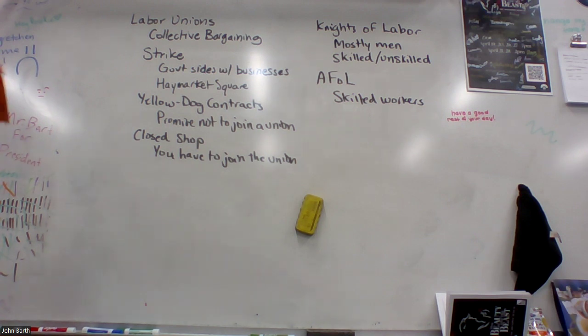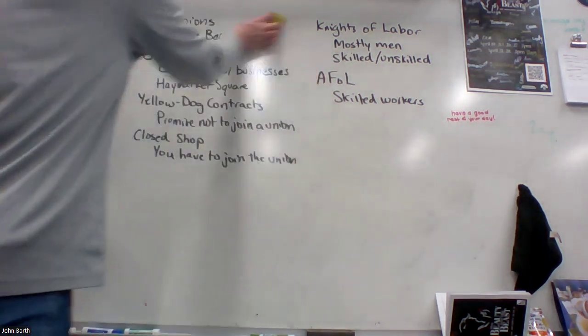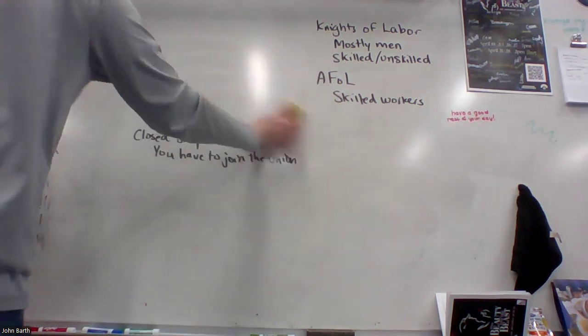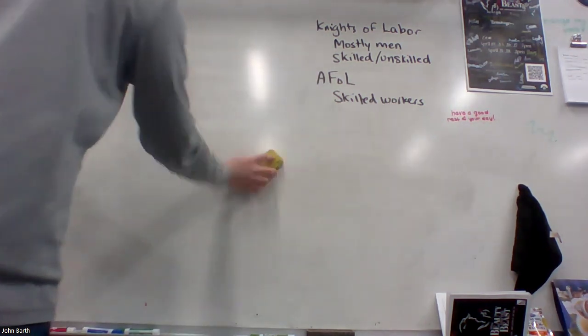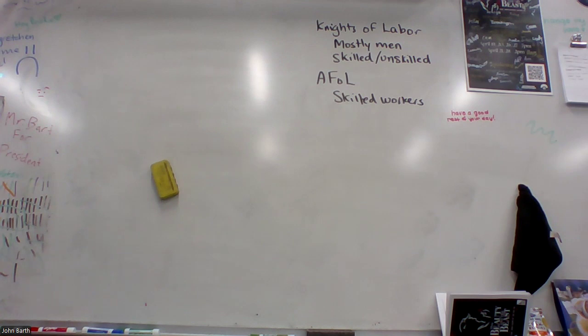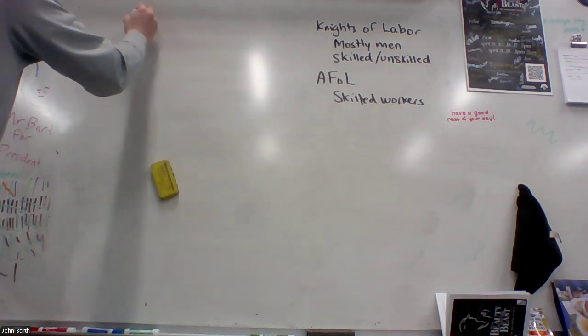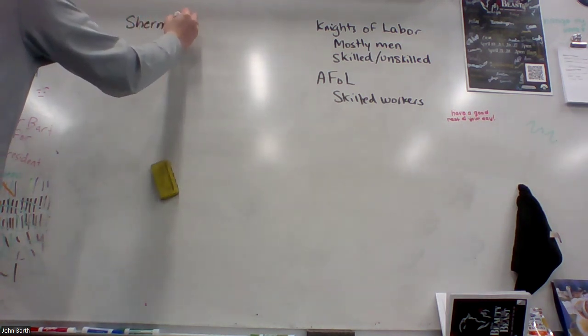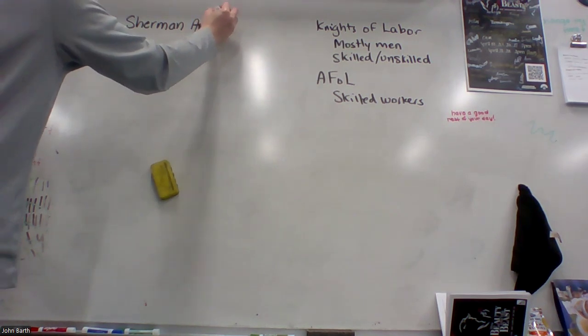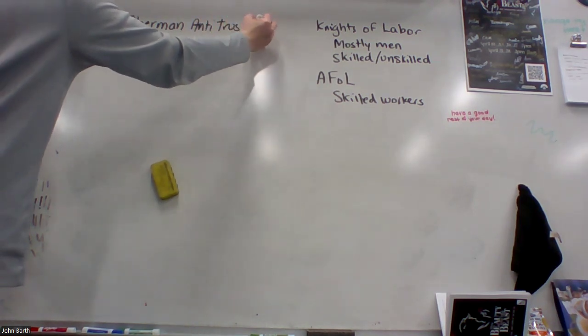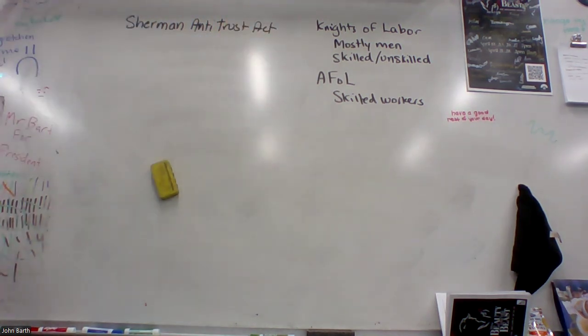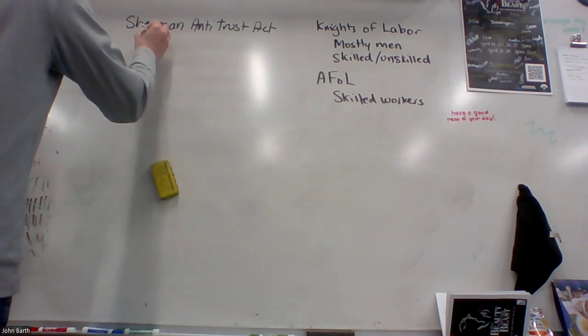Last thing. Towards the end of the 1800s, we do see some government interaction with trying to limit the power of businesses, like the Sherman Antitrust Act. But it's not very successful, and instead it's usually used to go after labor unions instead.